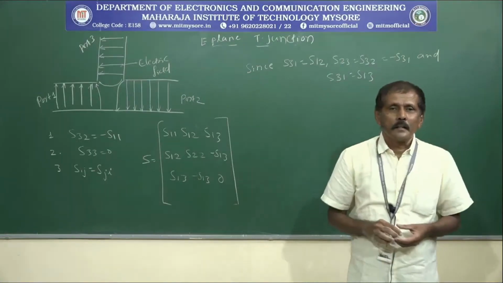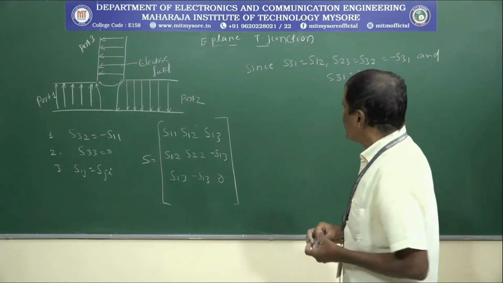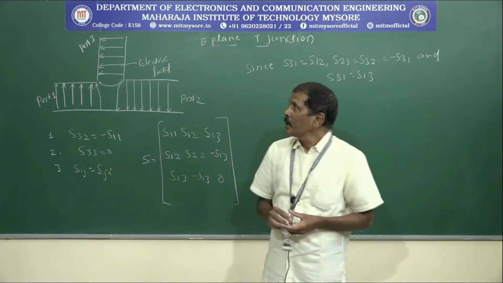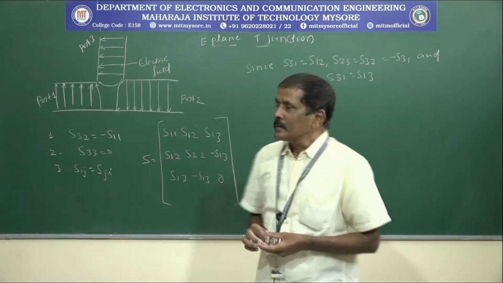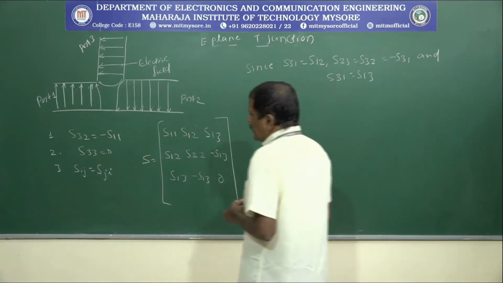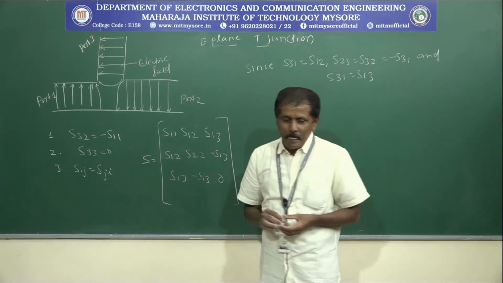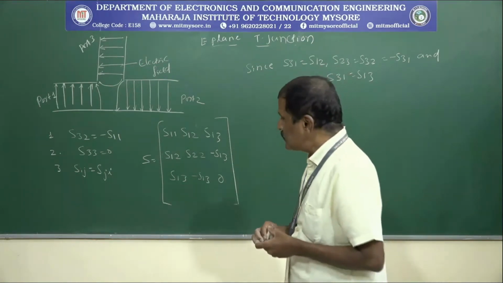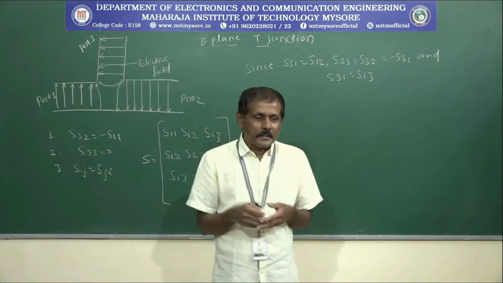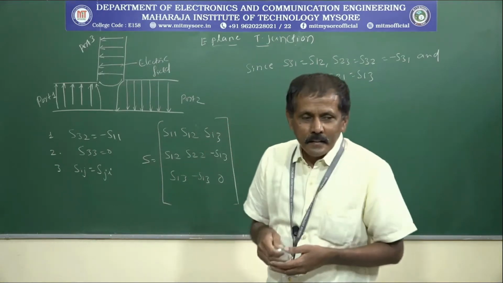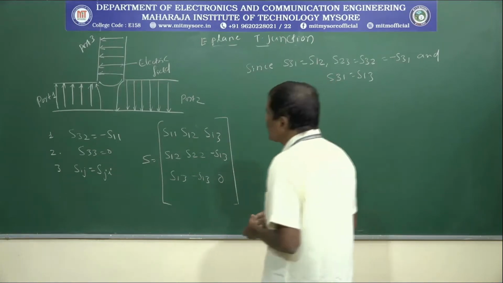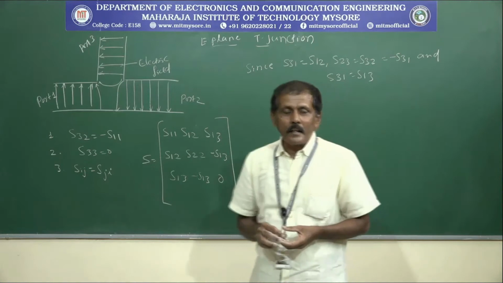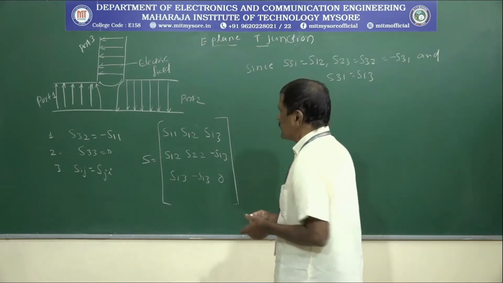Let us consider another type of junction, that is the E-plane T junction. In the E-plane T junction, the construction details remain the same. Only, on the broader side of the waveguide, a slot is cut, and in that another waveguide is inserted. Now this is the internal view of the E-plane junction.